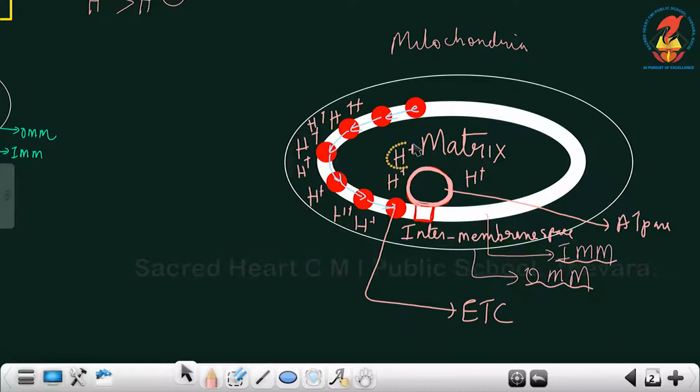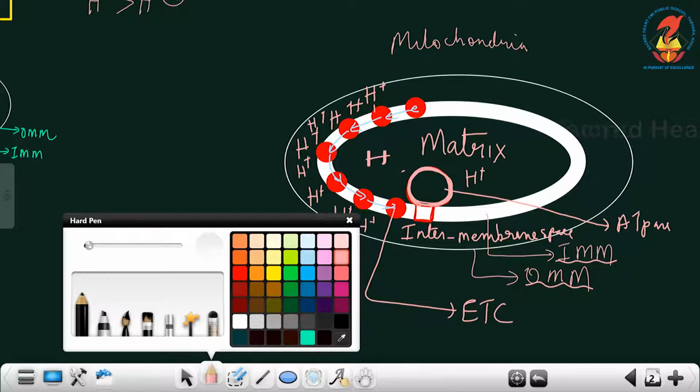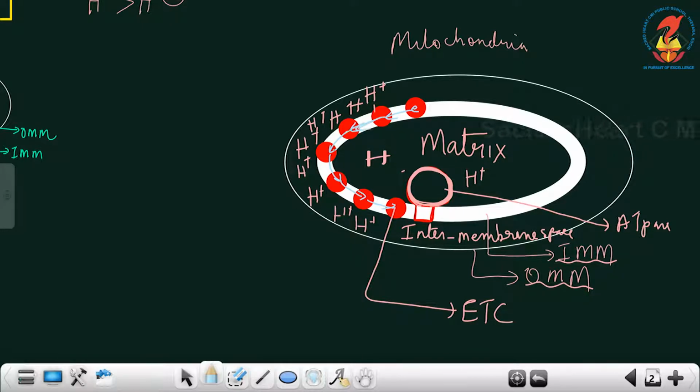Again, this proton from the matrix is removed and added here. See, the proton is removed from this region and added here. So, this is brought about by the electron transport chain. How? When the electrons are passing, see the electron pass.